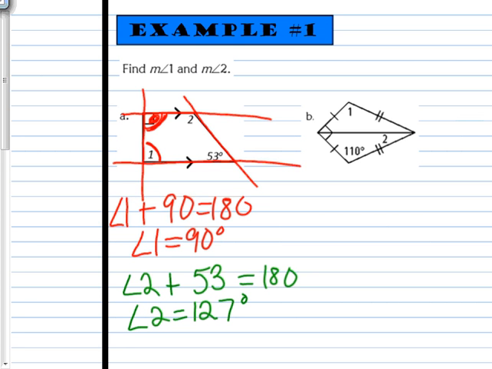In example B, we have to find 1 and we have to find 2. So first of all, looking at these, I can break it down into 2 congruent triangles. So angle 1 is congruent to the opposite angle. So angle 1 is 110. Okay, they're congruent to each other.